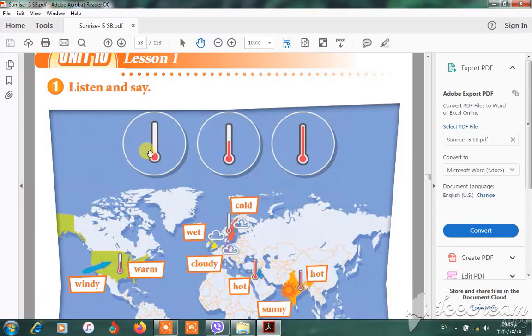The first one means cold. The second one means warm. The third one means hot. So how do you know? If the red color is so low, it means cold. If it's between low and high, it means warm weather. If the red color is so high, it means hot weather. Especially in the summer it is so hot, in spring it's warm, between cold and hot, and in winter it's so cold.